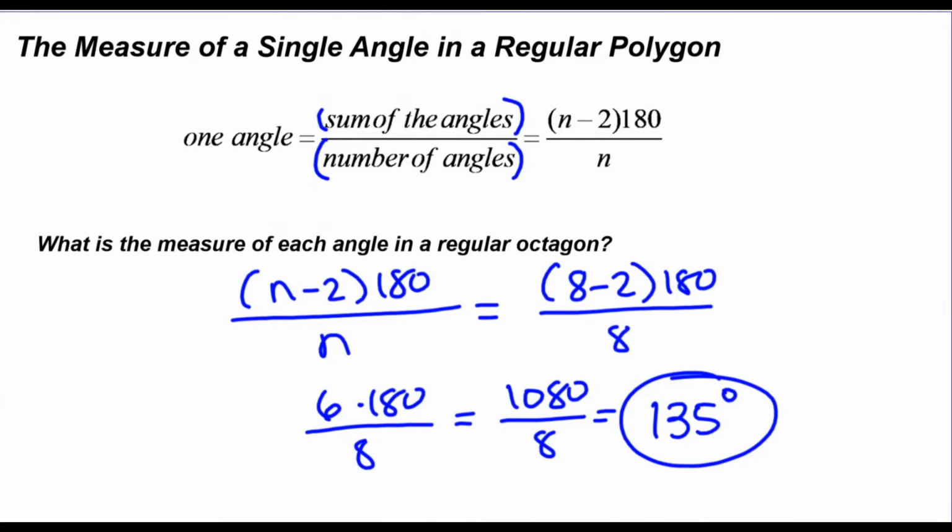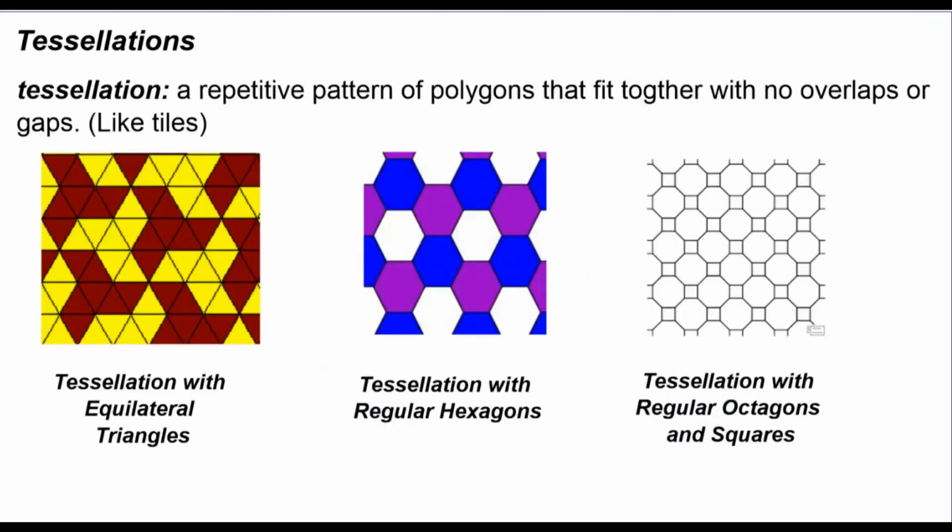So now we can name our polygons. We can find the sum of all the angles in a polygon. We can find what each individual angle in a regular polygon is. And then lastly, we want to talk about tessellations. Now, a tessellation is a repetitive pattern of polygons that fit together with no overlaps or gaps. So you can think of it like tiles. If I was trying to tile a floor or tile a wall, and I didn't want any gaps or overlaps, I don't want my tiles to overlap, and I don't want any spaces in between them, that's basically what a tessellation is. So here are a few examples of tiling or tessellations.